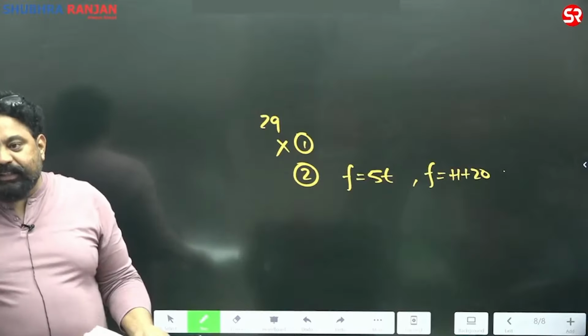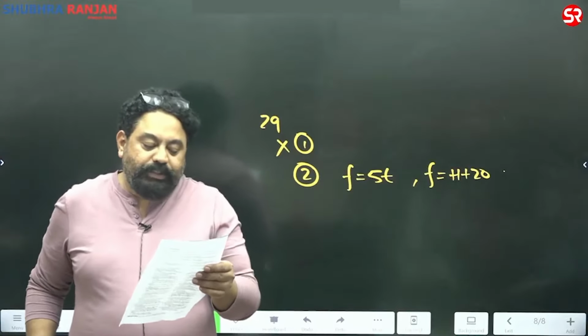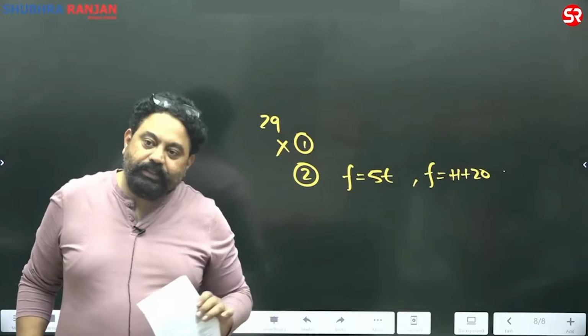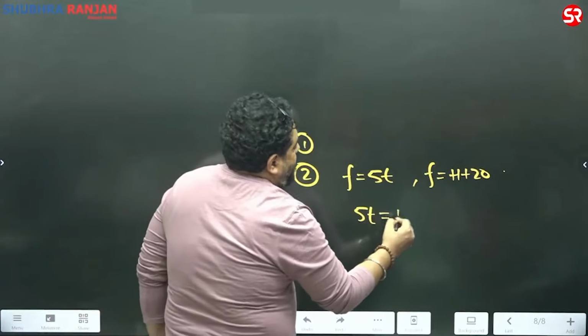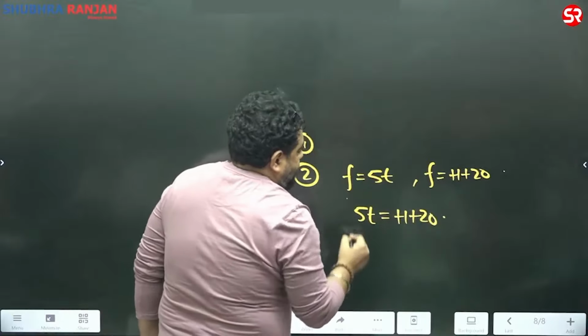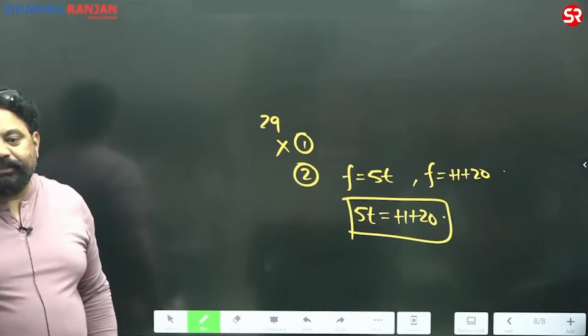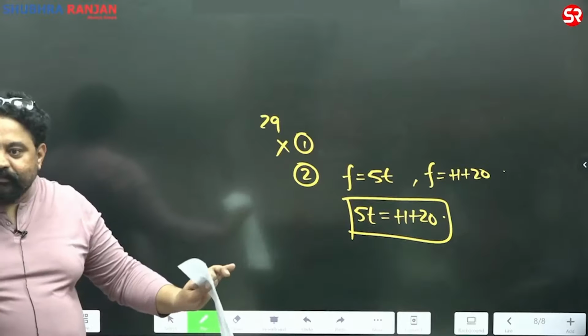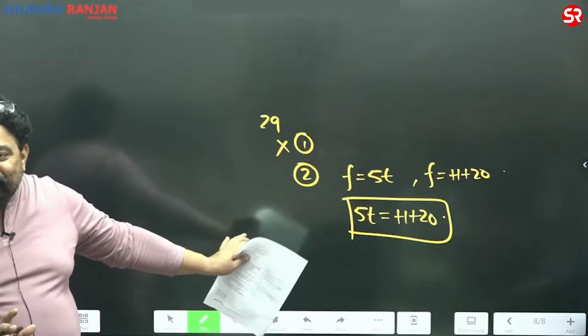He's talking about father. Father is 5 times Tom's age, and who is 20 years older than Harry? So father is 20 years older than Harry, which means basically 5t is equal to h plus 20. Would they be twins? You cannot say, because they don't have the same parent. It is not mentioned over here, right? That's also important, na? Right?